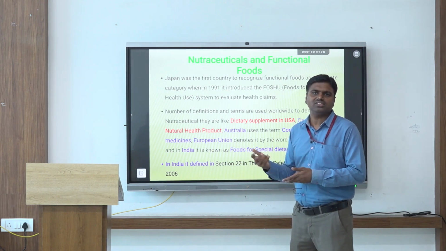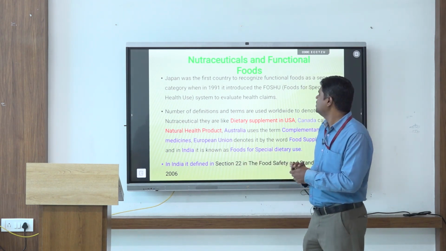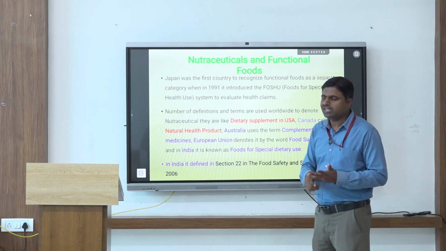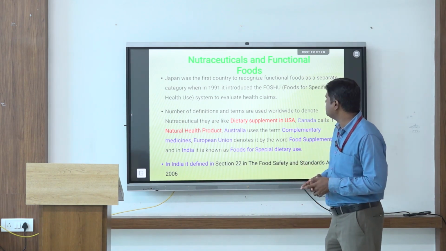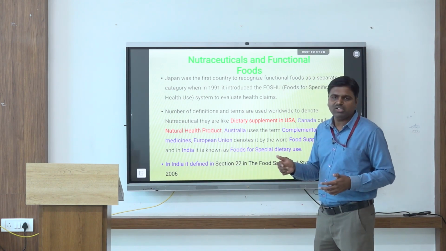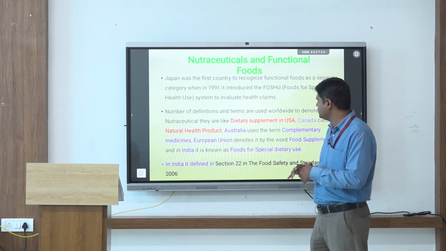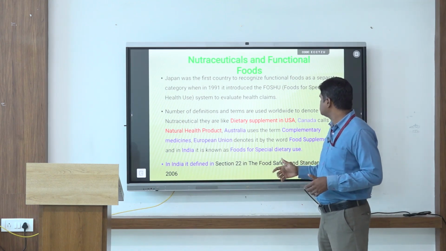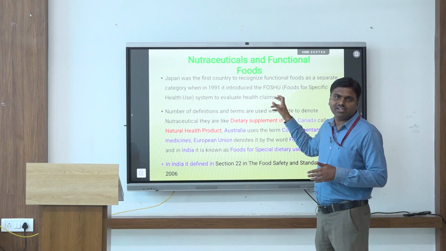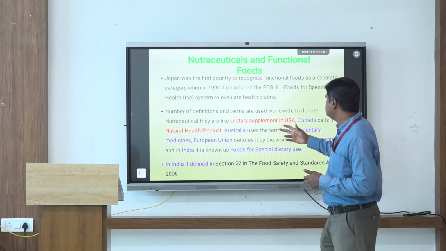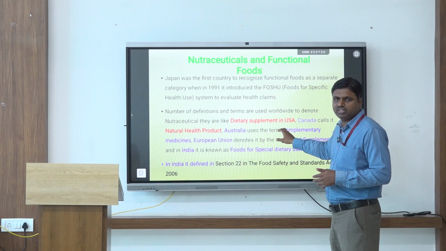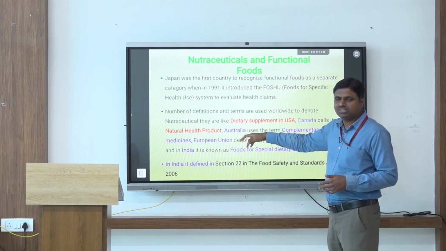Now coming back to different countries or organizations and their concept related to nutraceutical and health food or functional food. Japan was the country that first recognized functional food as a separate category in their food regulations in 1991, and they introduced the term FOSHU, that is Food for Specified Health Use system, to evaluate the different health foods or health claims. Then a number of other definitions and terms are used worldwide to denote nutraceutical. Japan has categorized this under FOSHU. Likewise, some other countries categorize them as dietary supplements in the USA. Canada calls it natural health product.